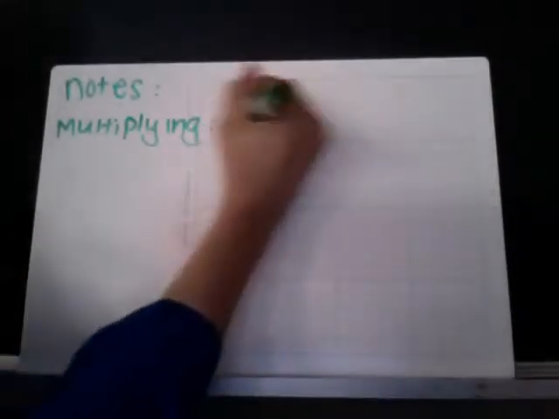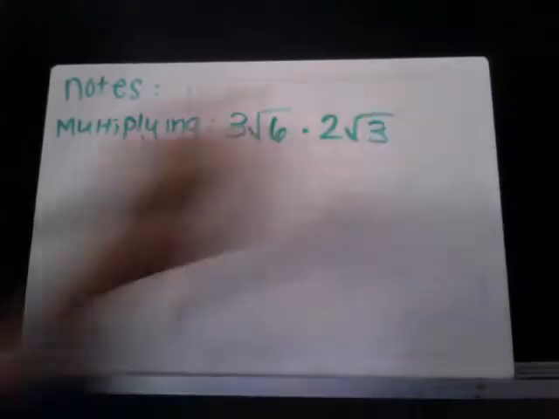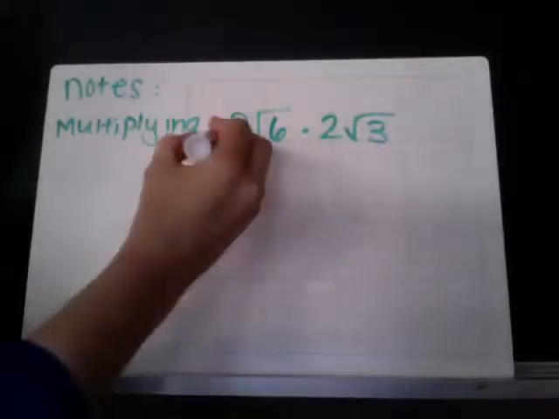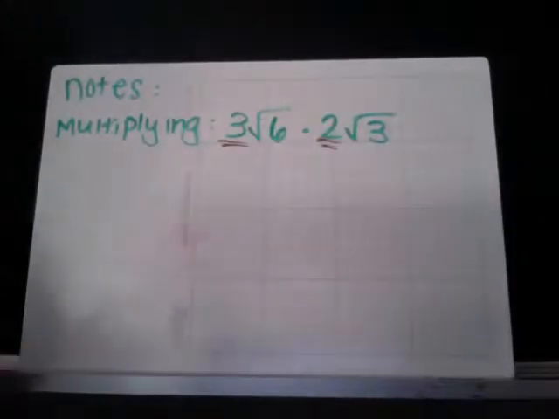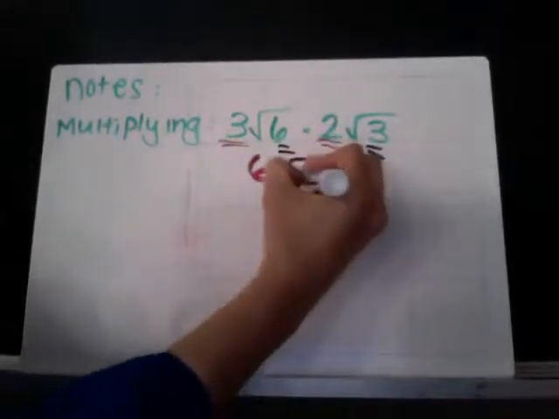So I first want to review the properties of radicals. When we are multiplying radical expressions, remember that you can multiply coefficients and their product is a coefficient, and you can multiply radicands and their product is still a radicand. So an example here, if we have 3 square roots of 6 multiplied by 2 square roots of 3, my coefficients are 3 and 2, so I'm going to multiply those, and I have a coefficient of 6. My radicands are 6 and 3. I'm going to multiply those, and my radicand is 18.